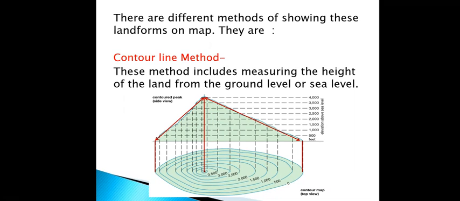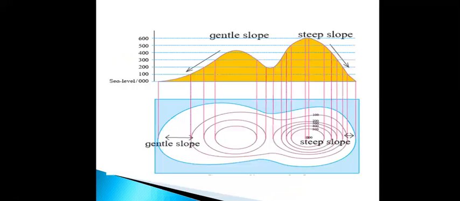Observe the diagram. Also, you all can note that where there is less distance between the contour lines, the slope is steep, and where the distance is great, the slope is gentle. So you all can see on the screen the gentle slope and the steep slope. Wherever you see the distance is great, the slope is gentle. And wherever the distance between the lines is less, the slope is steep.